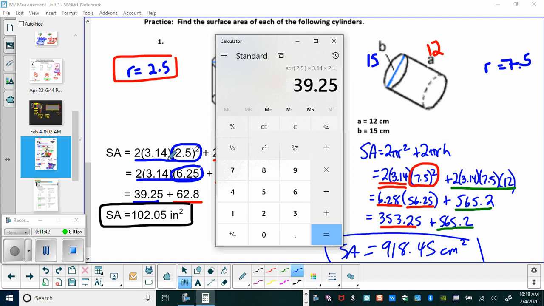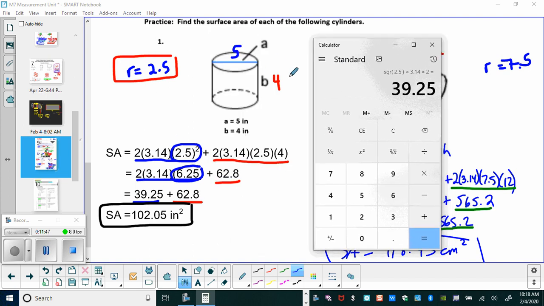Now, of course, that's only covered up the top and the bottom. That's the 2 circles. So now let's take care of the weird curvy part, which would be a rectangle label. So you've got 2 times 3.14 times the 2.5, and of course times 4. And that's where I got this 62.8. And now when you add it to the top and the bottom, you've covered up the entire cylinder, and that's where I get the 102.05 square inches. All right?